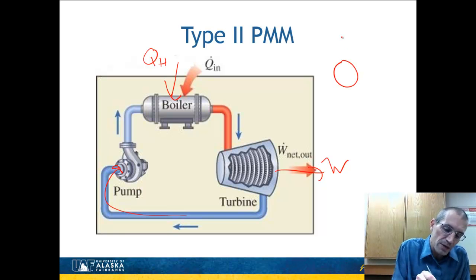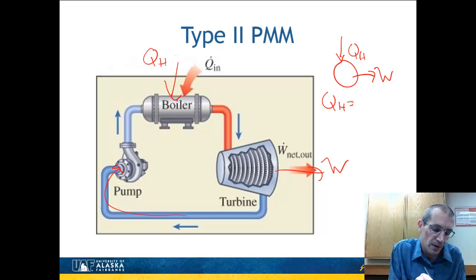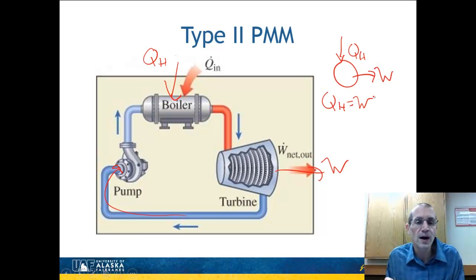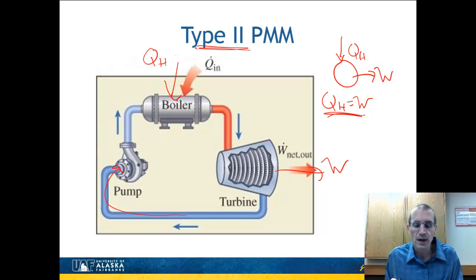And so if I look at my device now, I've got QH coming in, and it's generating work. From the first law, all it says simply is QH is equal to W. So it doesn't necessarily violate the first law of thermodynamics. But what we saw is it does violate the second law of thermodynamics. We looked at the statements of the second law before, which said you can't accept energy from a single source and generate work. And so this violates the second law of thermodynamics and is called a type 2 perpetual motion machine.